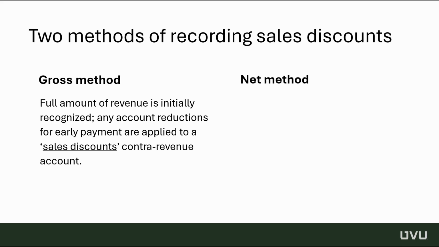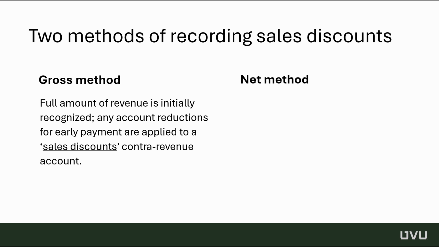Then if the customer pays within the discount period, you reduce revenue using a contra revenue account called sales discounts, which serves as a reduction to sales revenue. You're not assuming the customer will take the discount. You record the full amount and adjust only if they actually pay early.